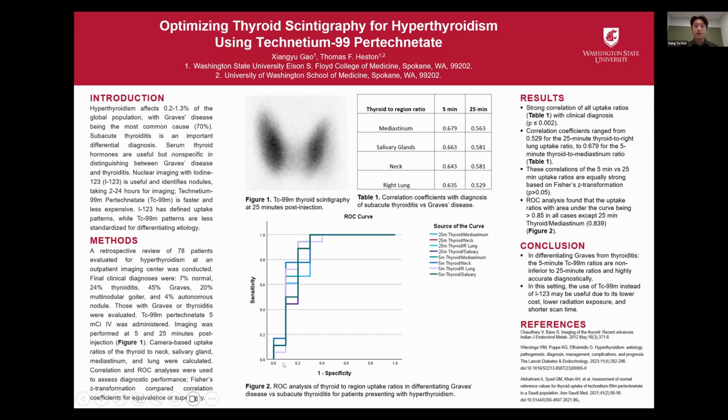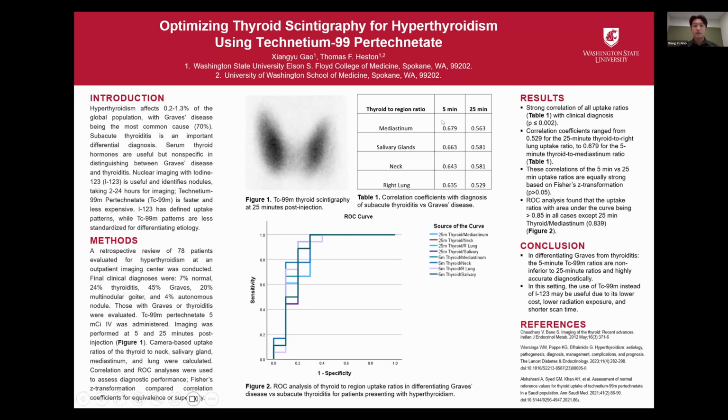We then did the ROC analysis of all of these uptake ratios and times with technetium-99. We found that all of them had an area under the curve above 0.85, with the exception of the 25-minute thyroid to mediastinum ratio, which had an area under the curve of 0.839. All of that is, however, in the upper left quadrant of this graph, which suggests high sensitivity and high specificity, which supports technetium-99 being diagnostically useful.